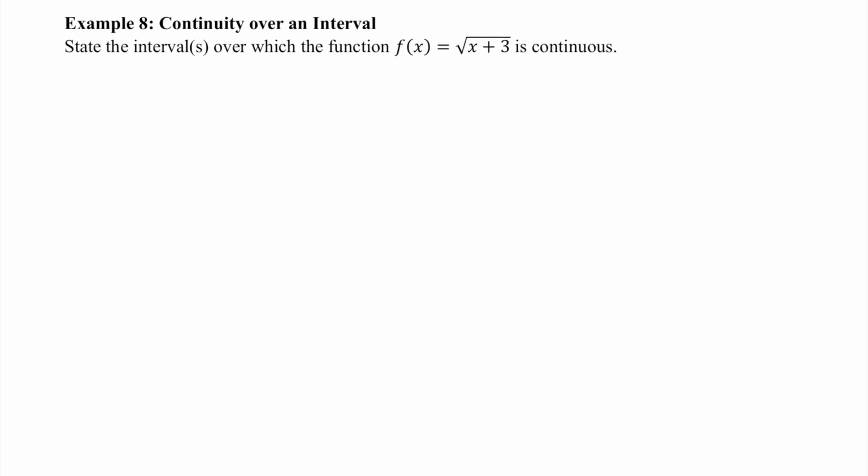Now, let's look at an example. We want to find the interval where the function is continuous. First, we need to find the domain of the function. f of x equals square root of x plus 3. This is a square root. The expression inside the square root must be greater than or equal to 0. So we are going to let x plus 3 greater than or equal to 0.